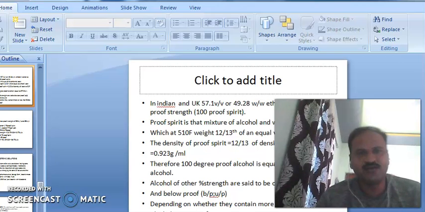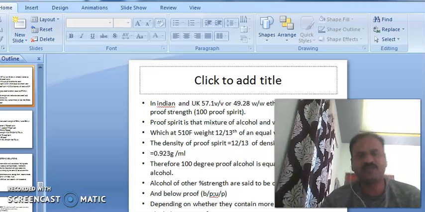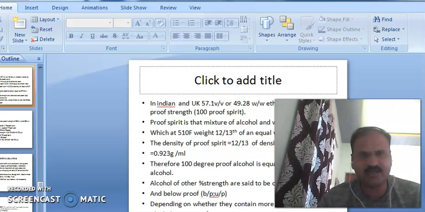In India and the UK, 57.1% volume by volume or 49.28% weight by weight ethanol is taken as proof strength in 100 ml. Where 100 ml contains 57.1% volume by volume and 49.28% weight by weight ethanol, it gives proof spirit. Proof spirit is nothing but a mixture of water and ethanol.